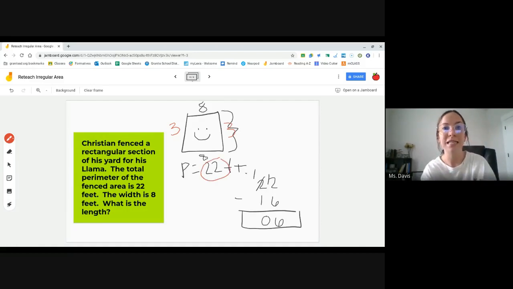So 8 plus 8 is 16. And then plus 3 and 3 more, or 6 more. And 3 plus 3 is 6, plus 6 more is 12, and 1 plus 1 is 2. And I got back to the 22, which means the perimeter is 22, and I got back to the beginning, and I'm good.